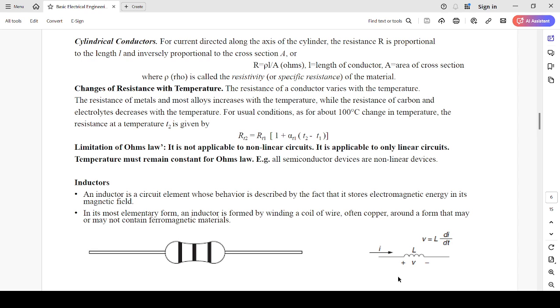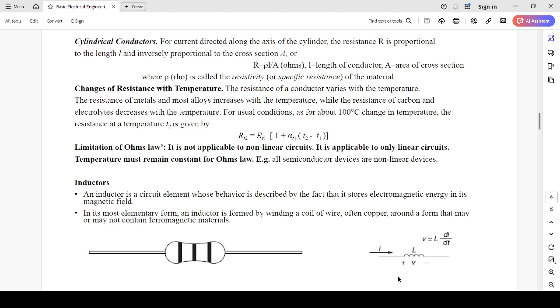In its common elementary form, an inductor is formed by winding a coil of wire, often copper, around a form that may or may not contain ferromagnetic material. At the bottom side of this slide, you can see a small inductor across which we are applying the voltage V. You can see the polarity, that is plus and minus sign. And note down the direction of the electric current.